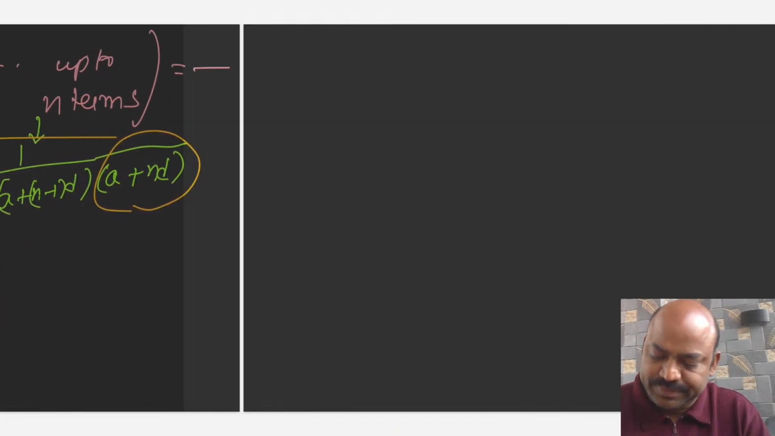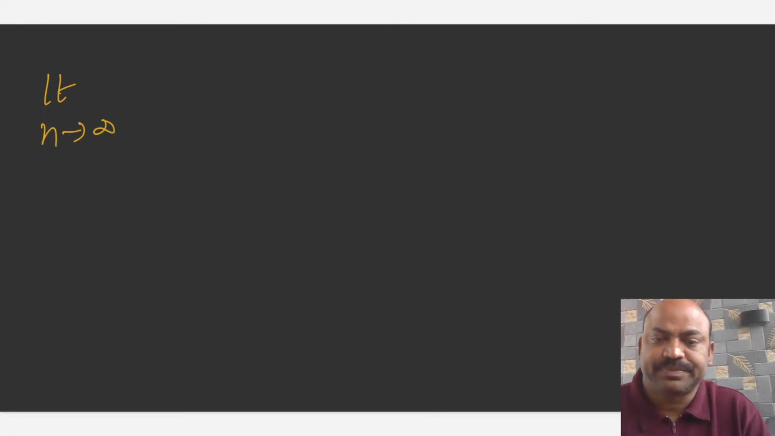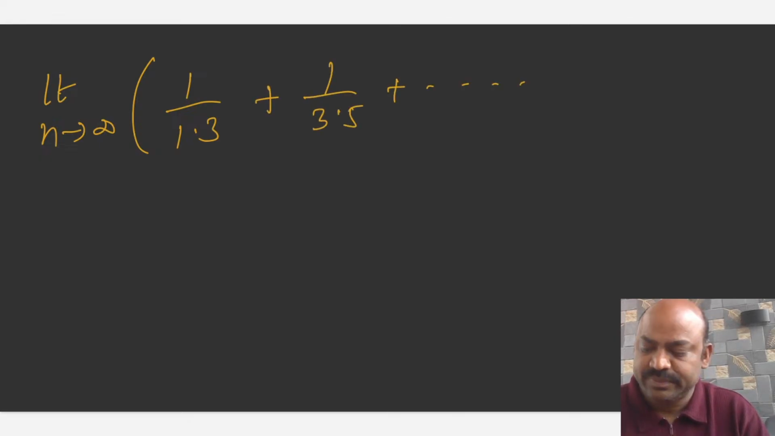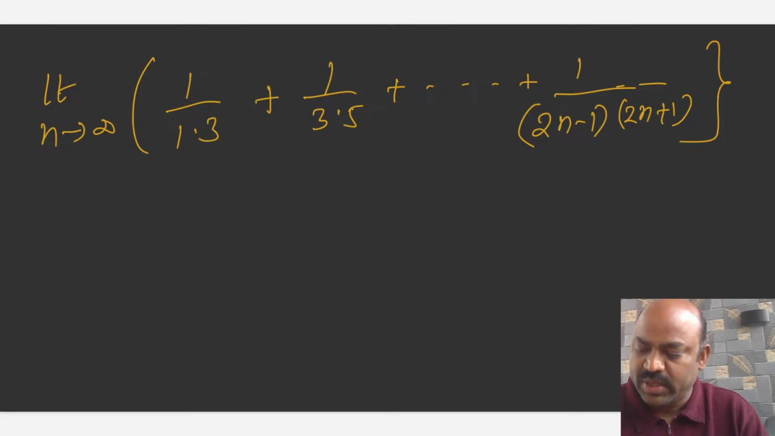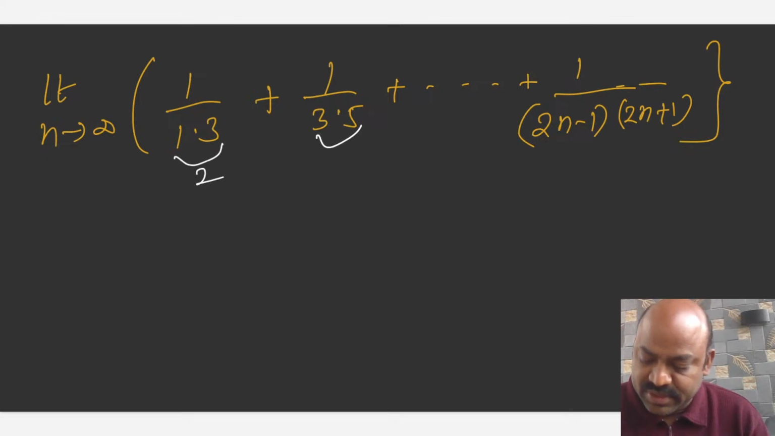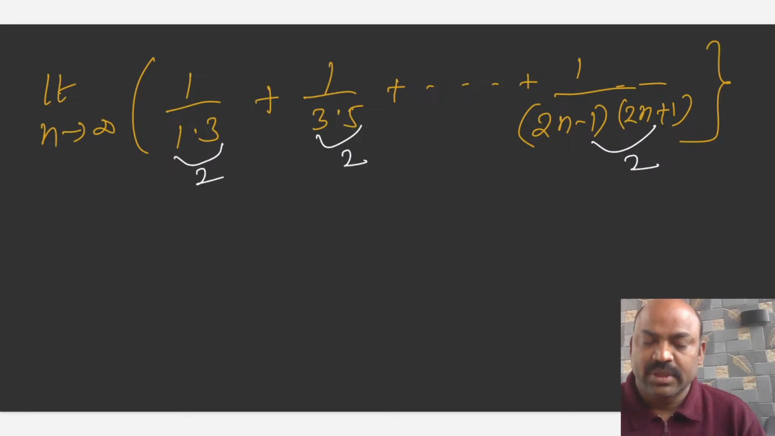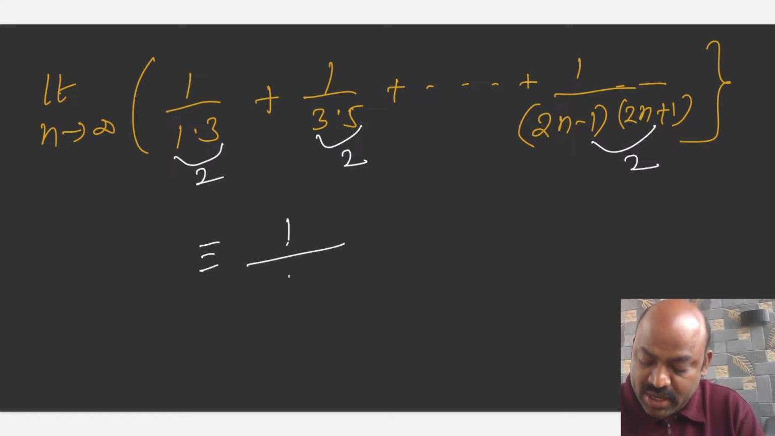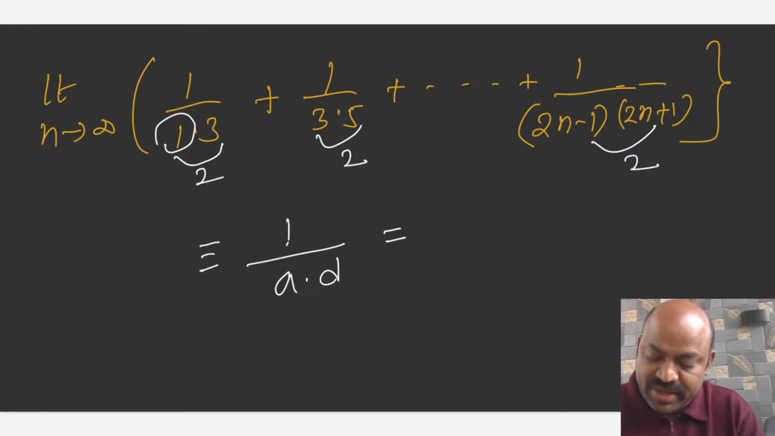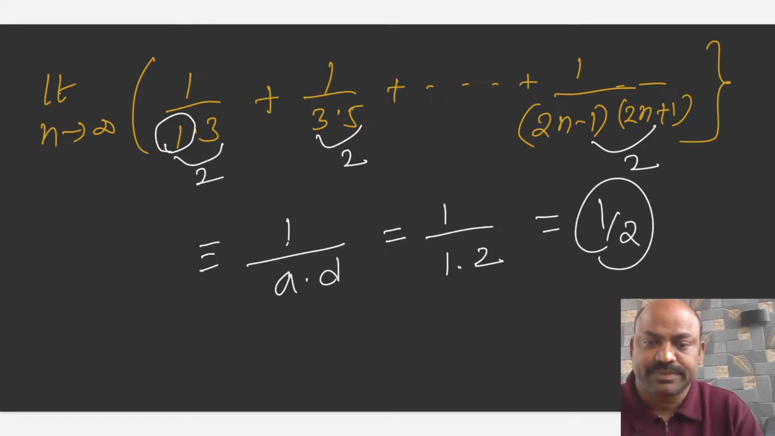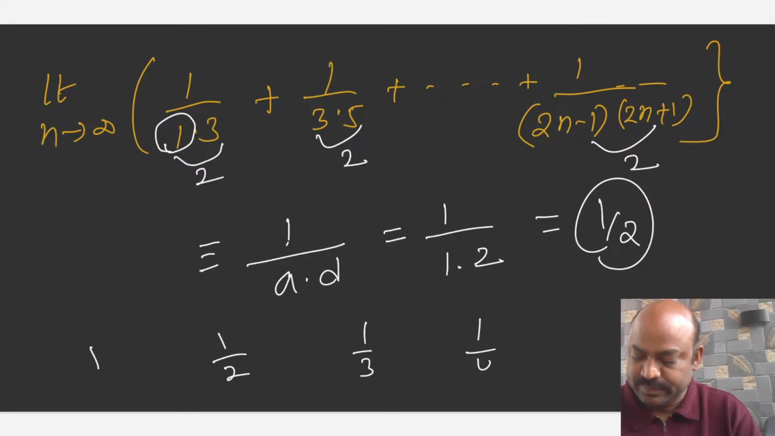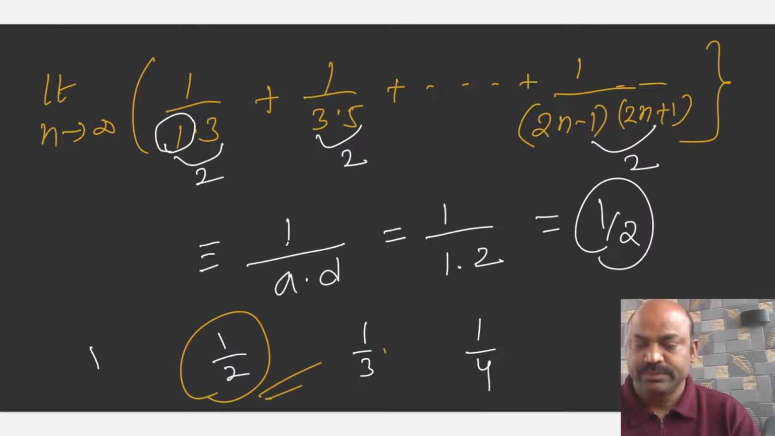So the question is, limit n tends to infinity of 1 by 1 into 3, plus 1 by 3 into 5, and so on. So dear, give me clarity that the AP first, difference is 2, difference is 2, the difference is 2, they are in AP. So what you have to do, answer for this beautiful question is 1 by a into d. What is a? First term is 1. Common difference is 2. Answer is 1 by 2. Many of you got this beautiful thing.